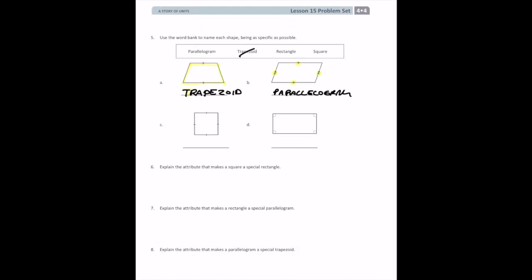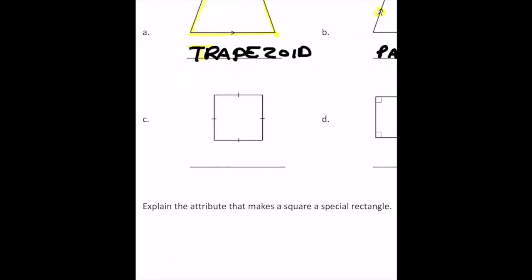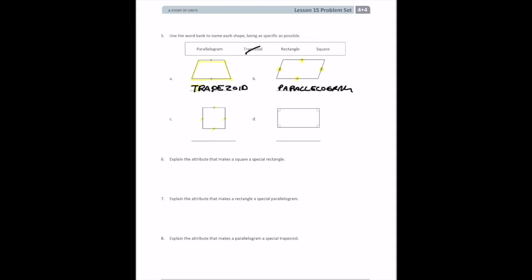Okay. C, we can see that all sides are the same length because they have these little single hatch marks there. So those hatch marks mean that all sides are the same. Therefore, we know it's a special rectangle called a square.